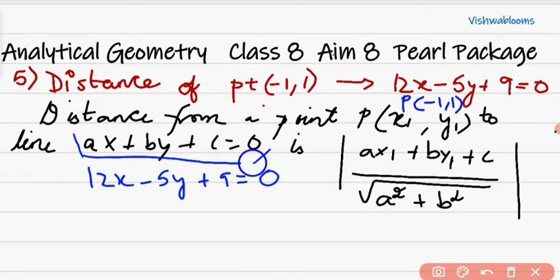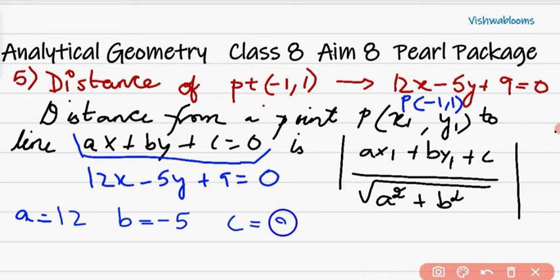So first we will write what is a, what is b and all. First, what is a? A is 12. That's why I have written the text down of it, you can understand it clearly. What is b? B is minus 5, as you can observe, the coefficient of y. Next, what is c? C is positive 9. And what is x1? It is minus 1. And y1 is 1.